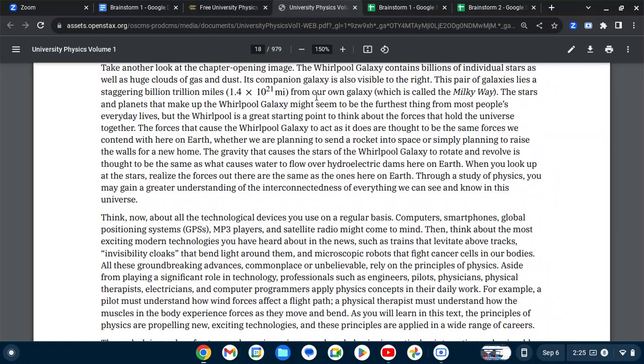Whether we are planning to send a rocket into space or simply planning to raise the walls for a new home, the gravity that causes the stars of the Whirlpool galaxy to rotate and revolve is thought to be the same as what causes water to flow over hydroelectric dams here on Earth. When you look up at the stars, realize the forces out there are the same as the ones here on Earth. Through a study of physics, you may gain a greater understanding of the interconnectedness of everything we can see and know in this universe.